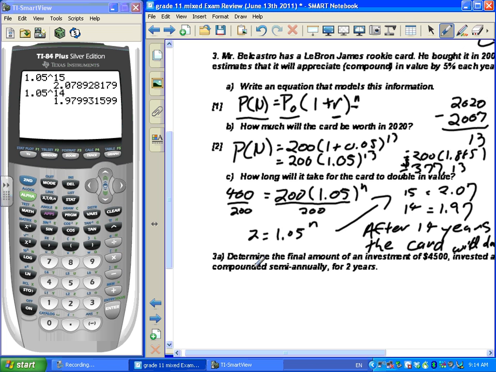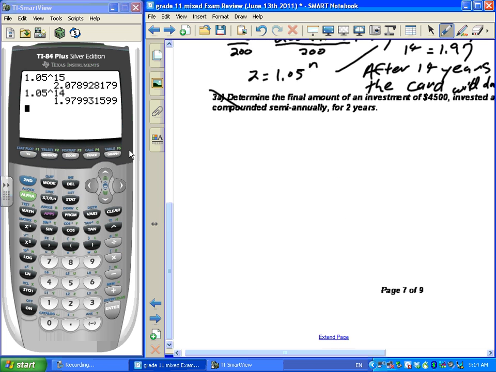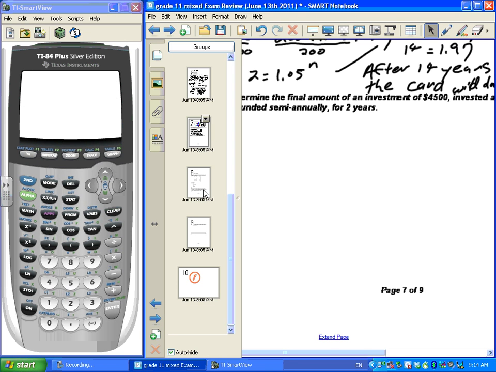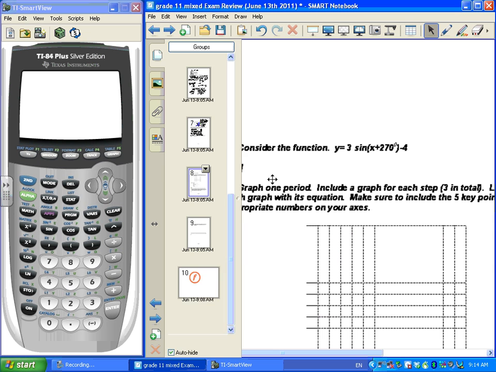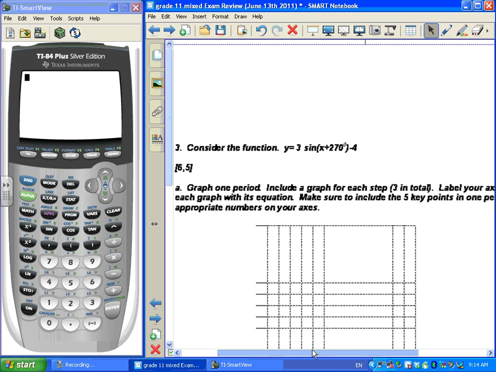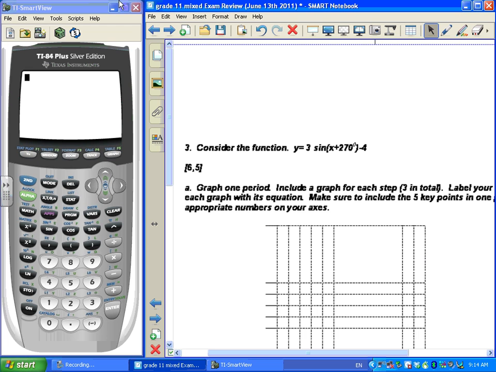Okay, question 3A you don't have to worry about. We didn't cover Chapter 8. We can move on from that one. No, you won't have any financial math questions. Okay, I don't think we need to calculate right now.